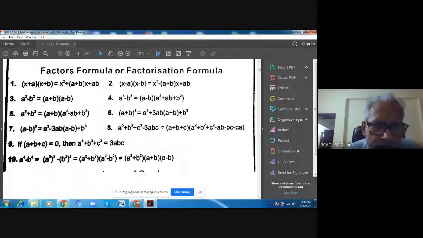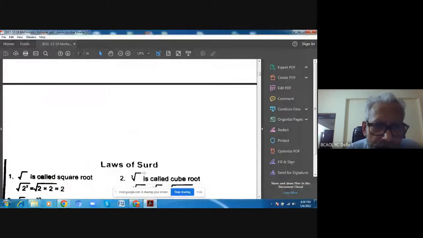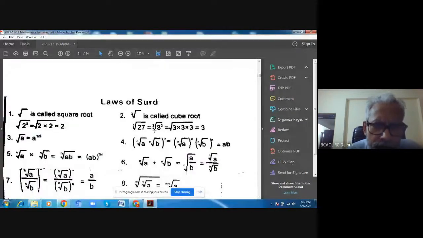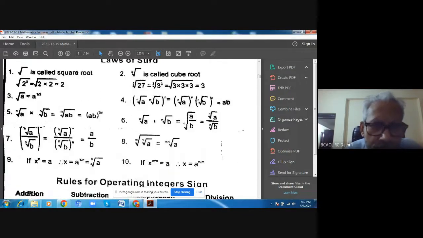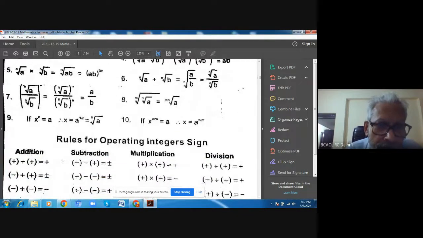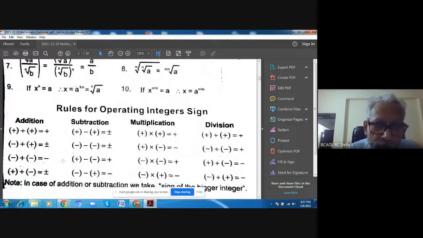Then it is very much required. Law of Surds is also not very much required. Sometimes it is required, so you can keep that also. Sometimes it is required. ये बड़ा important है. The rules of operating integer signs.